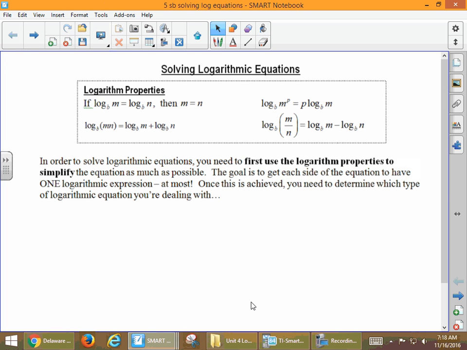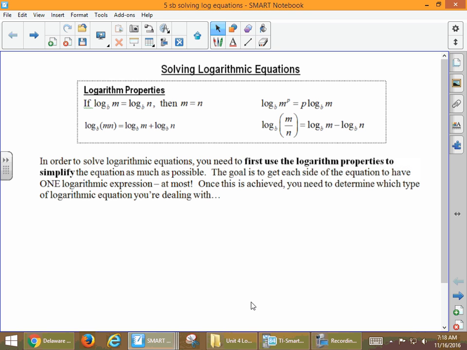Today we're going to use logarithmic equations to help us solve equations that have logarithms in them. And we're going to apply our properties, which we should be fairly familiar with. We've been spending a couple of days expanding and condensing with our logarithmic properties. And now we're going to apply them to solving the equations.